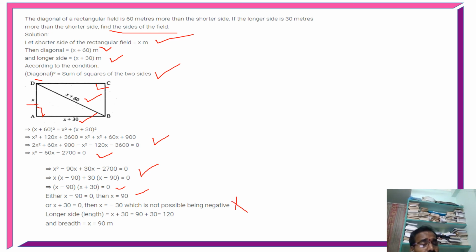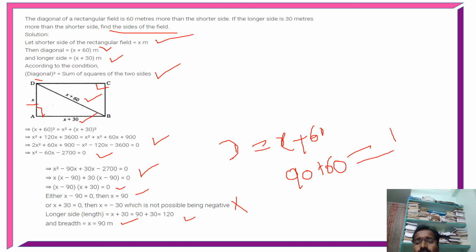If x is 90, the shortest side is 90, and the longer side is 30 more than 90, that is 120. If they ask for the diagonal, we should find the diagonal also. The diagonal is x plus 60. What is the x value here? 90 is the x value. 90 plus 60, how much, students? 150. So the diagonal is 150. Sometimes they will ask for the diagonal also. In a similar manner, we can find the values.